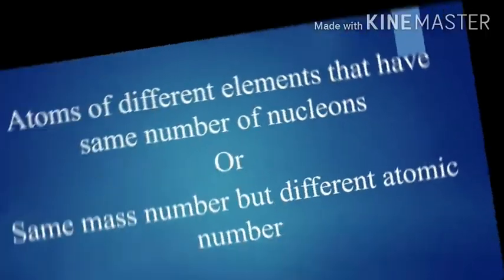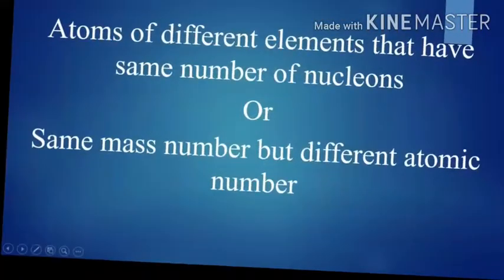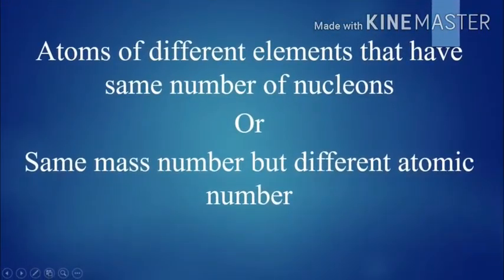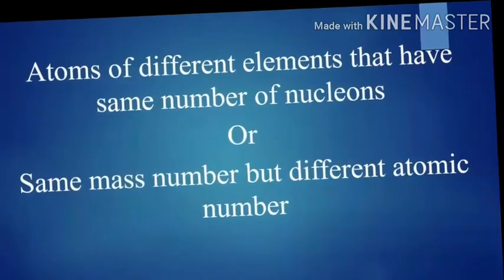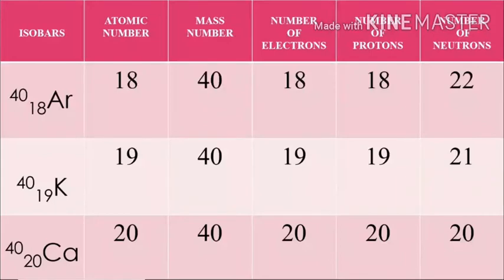Now we have the next topic, isobars. Atoms of different elements that have the same number of nucleons, or the same mass number but different atomic numbers, are called isobars. Now we can see isobar examples here: 18Ar40, 19K40, 20Ca40. You can see that their atomic numbers are different but their mass numbers are the same.